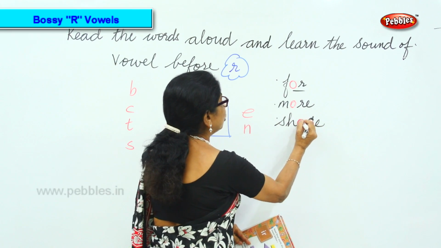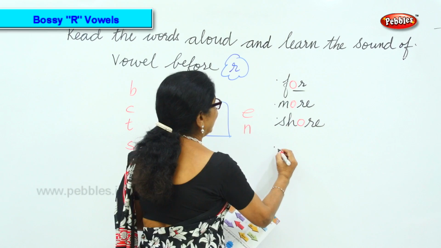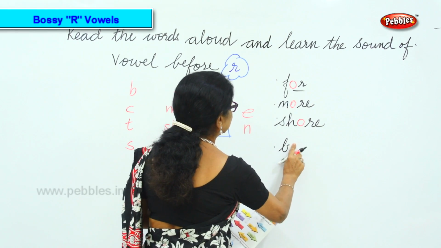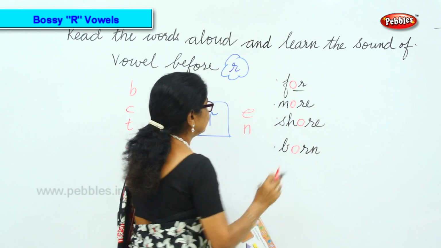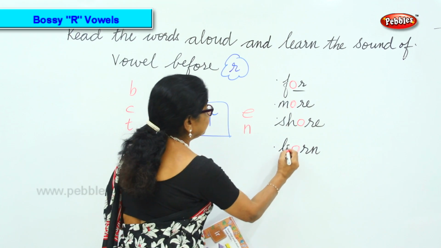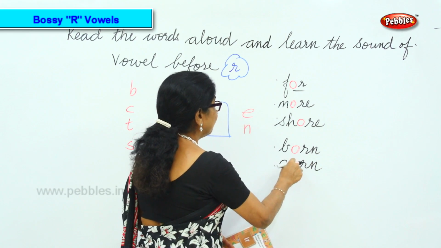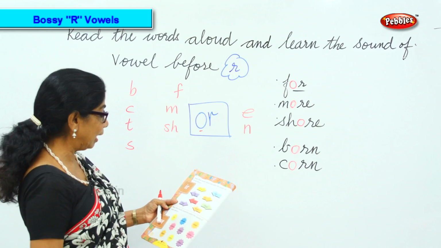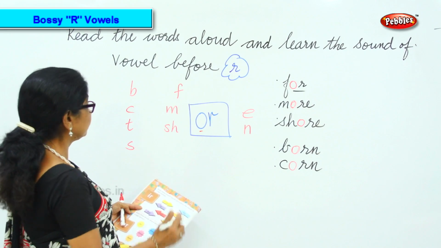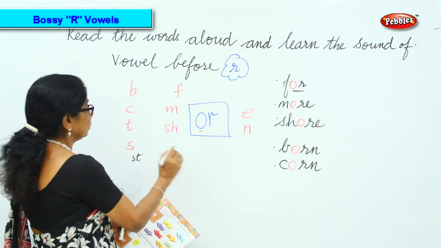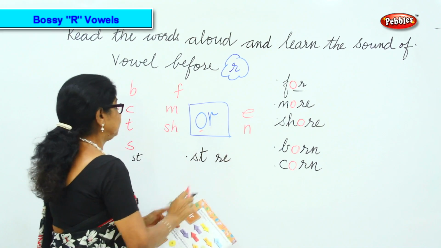We have sure. Then we have born. You have born. Then we have corn. Corn, born. Then we have store. We put S and T. You have store.